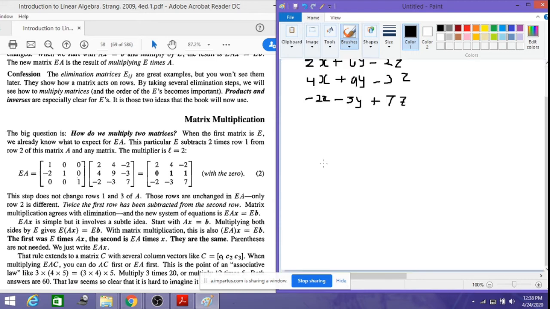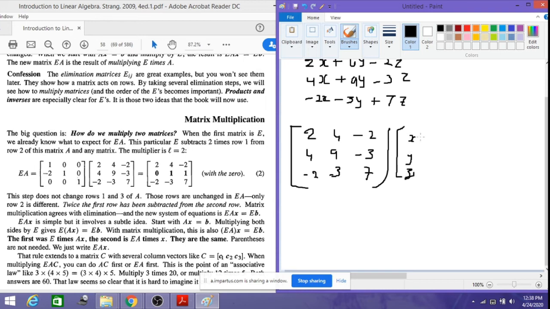Now if you want to represent this in matrix form, how do we represent it? All the coefficients we write like this: 2, 4, minus 2, then 4, 9, minus 3, then minus 2, minus 3 and 7, multiplied by the vector x, y, z. So this is nothing but A into x.